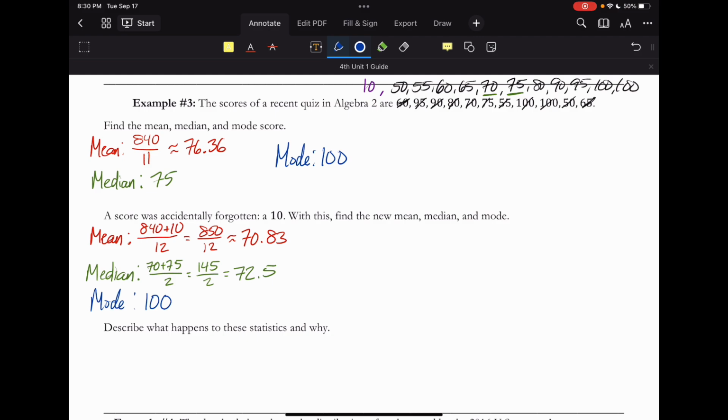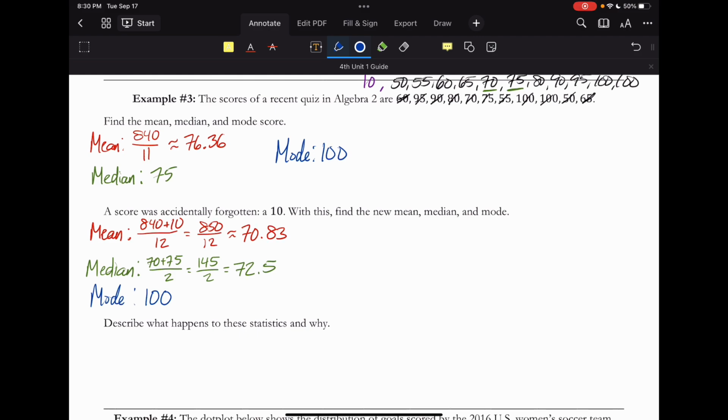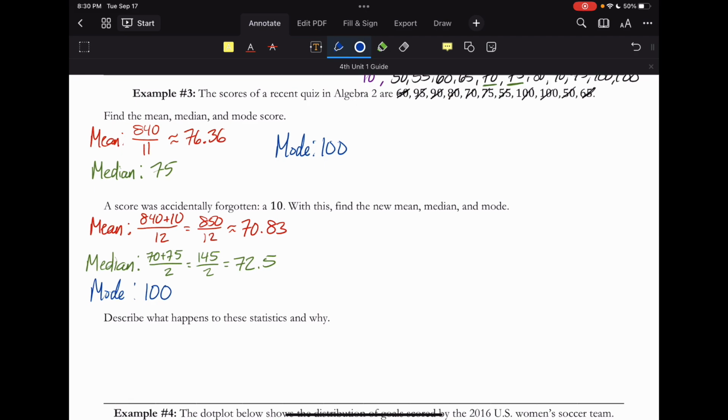So remember, adding this outlier, it is going to change the mean significantly. So if it's a low outlier, it's going to pull the mean down. If it's a high outlier, it's going to pull that mean up. So again, in our case, we have that the mean changed significantly because of the low outlier.